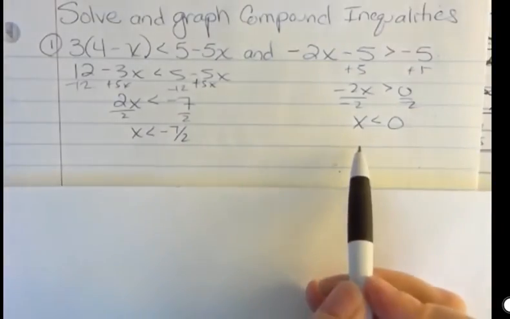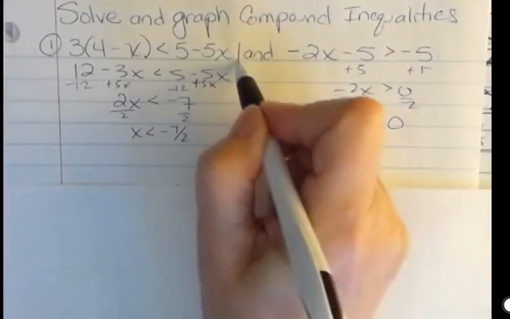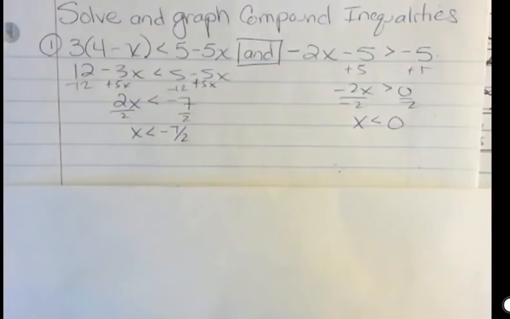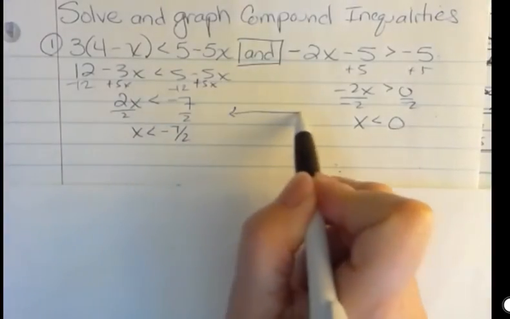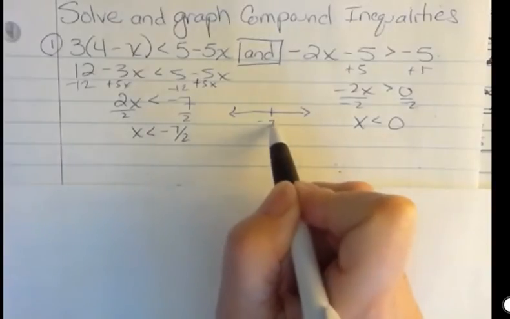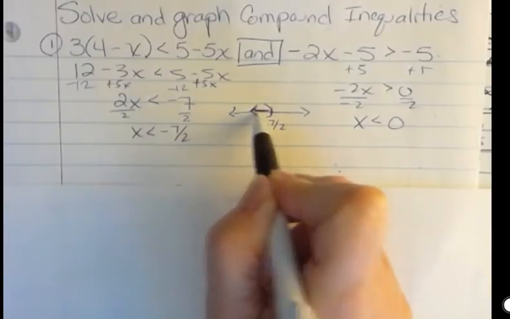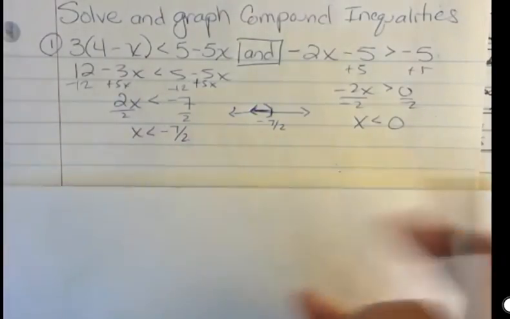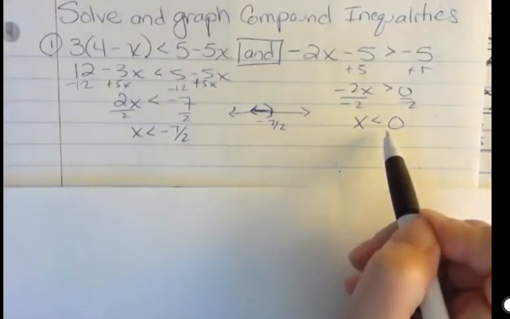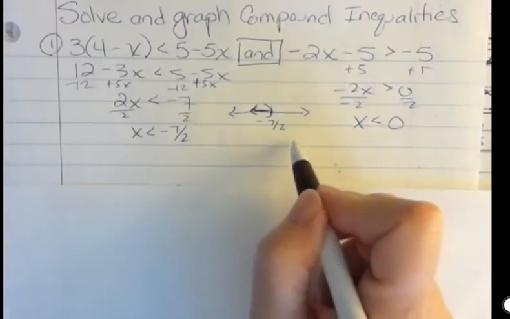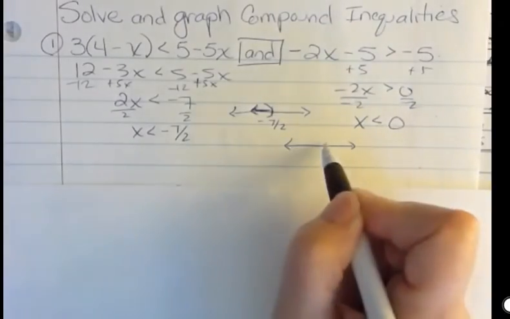Now these are the two graphs that I'm going to solve, and I have an AND statement, and that means I'm interested where these two graphs intersect. My suggestion is that you draw both graphs and then you see where the intersection would be. This graph says that we're starting at negative 7/2 going to the left, and this one says that we're starting at 0 and going to the left.